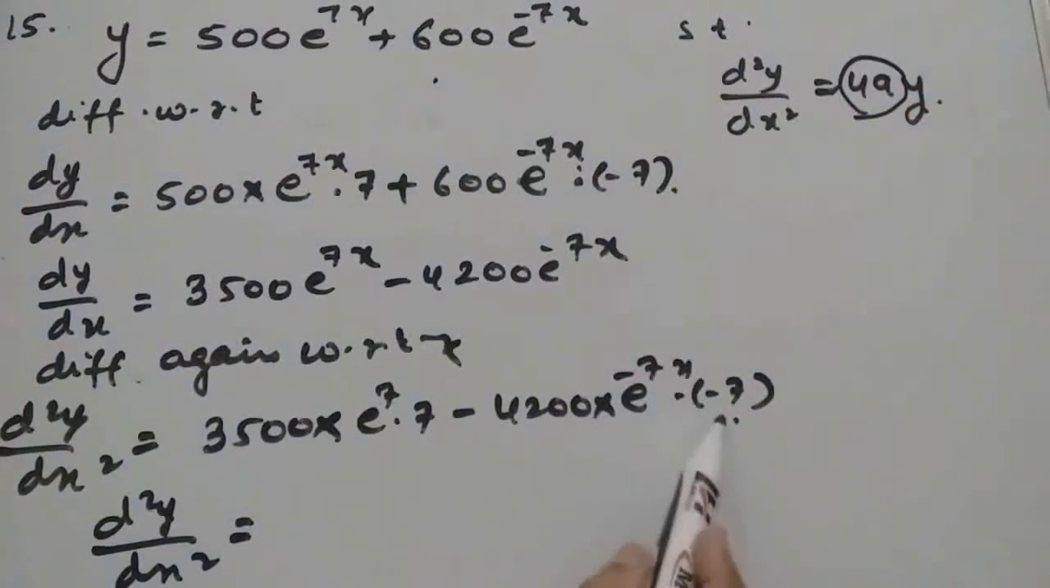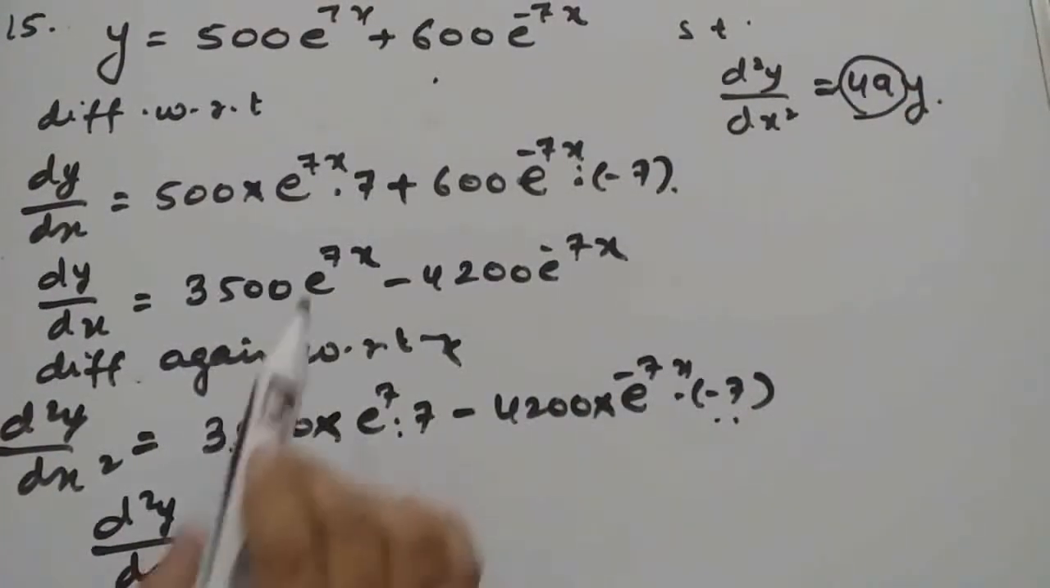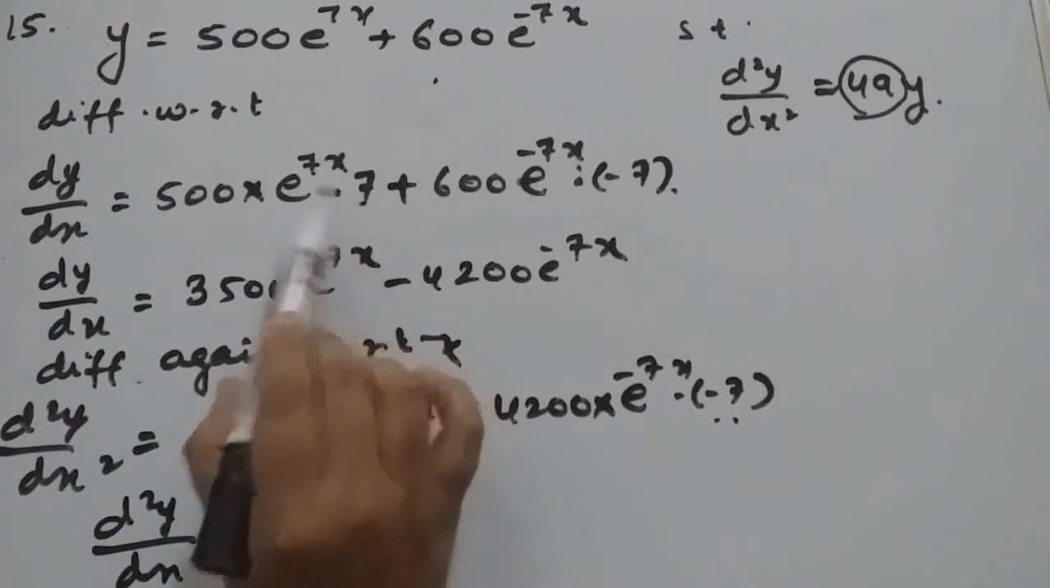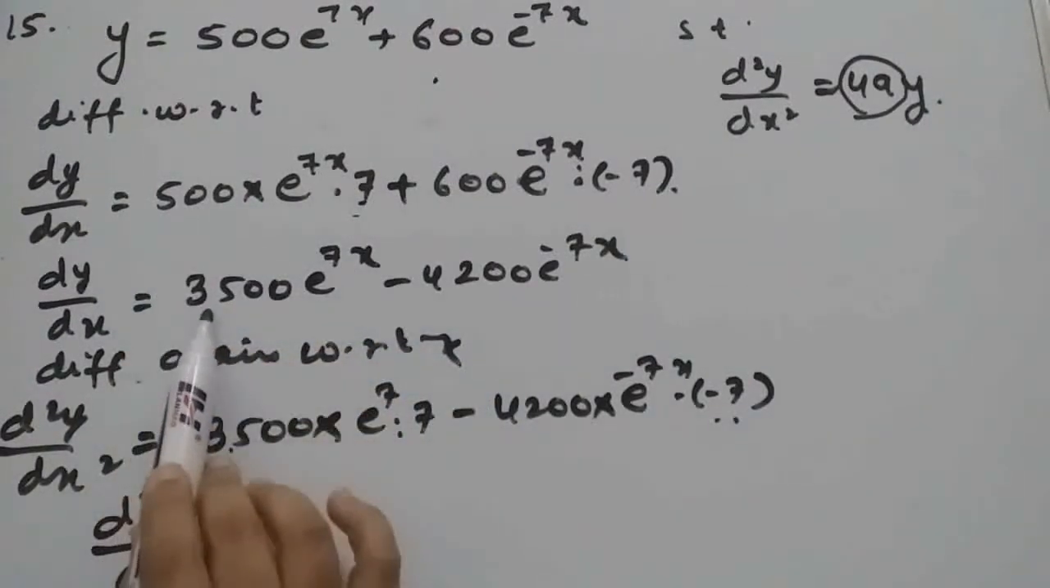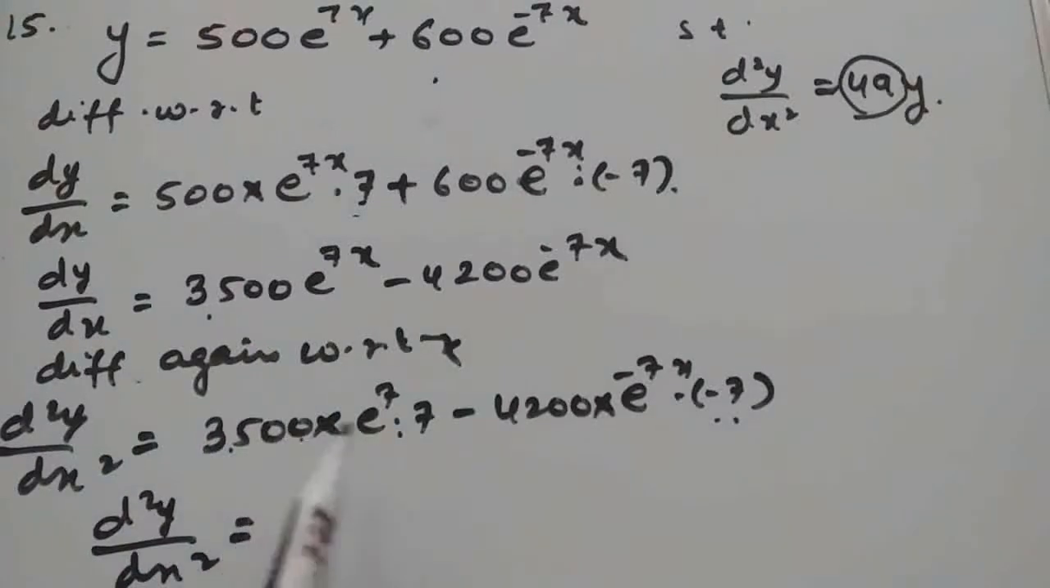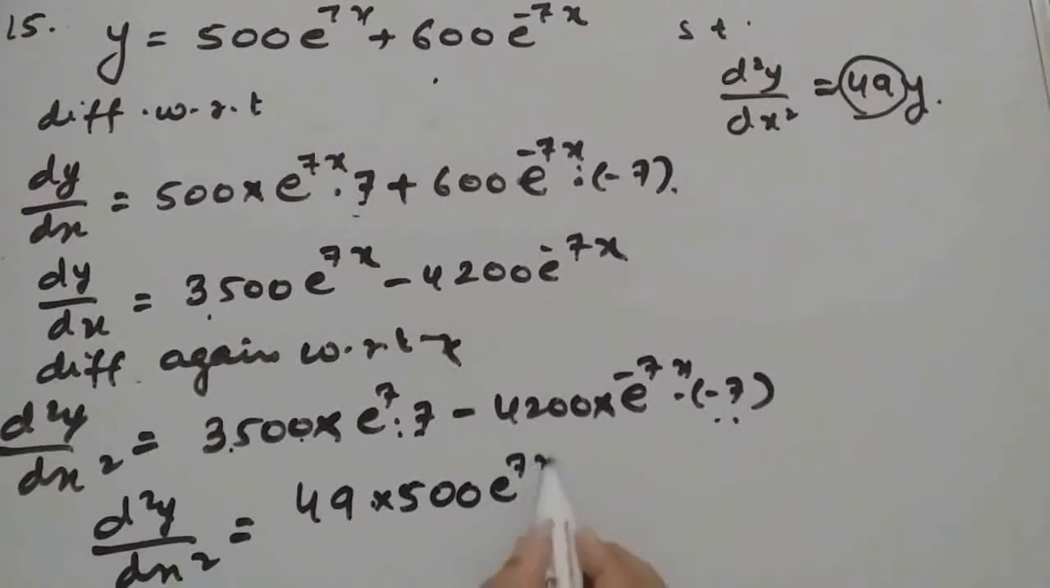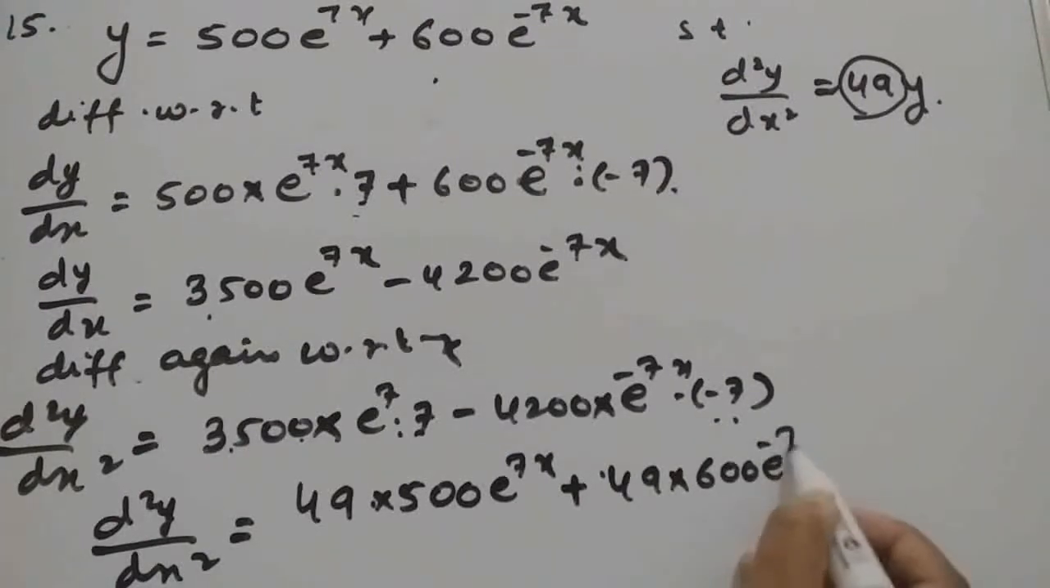So from this can we take 49 common? Yes, because here 7 was already there. We multiplied with 5 to get 3500. So that 7 we will take out. 7 into 7 means 49. This we can write as 49 into 500 e power 7x. This will be plus 49 into 600 e power minus 7x.